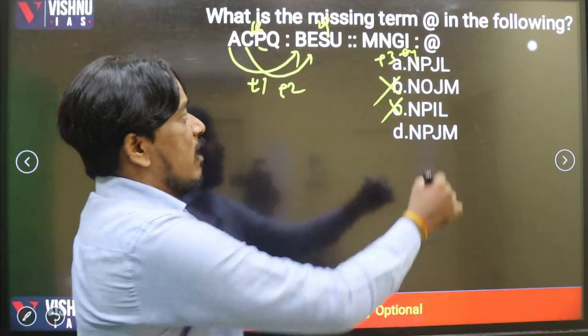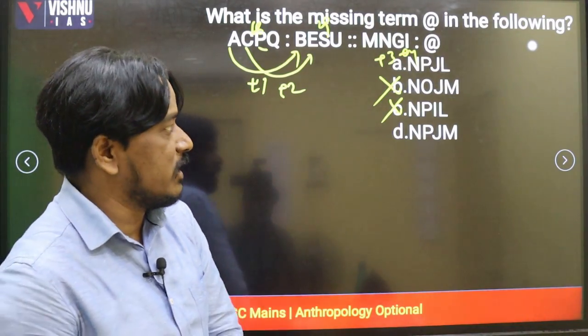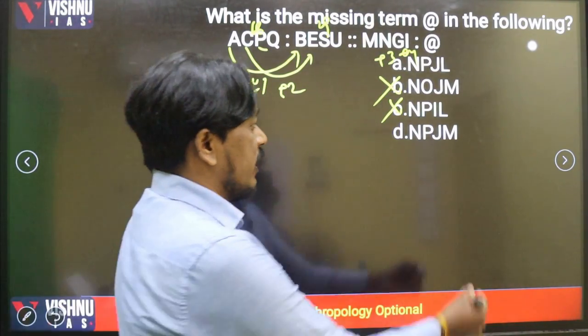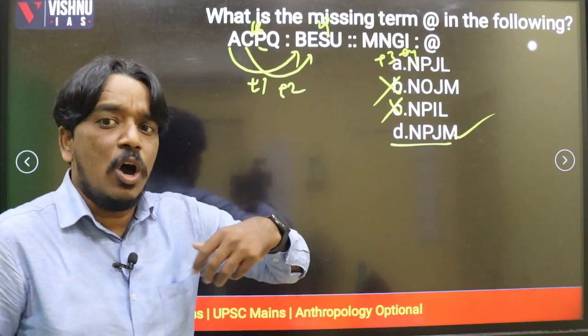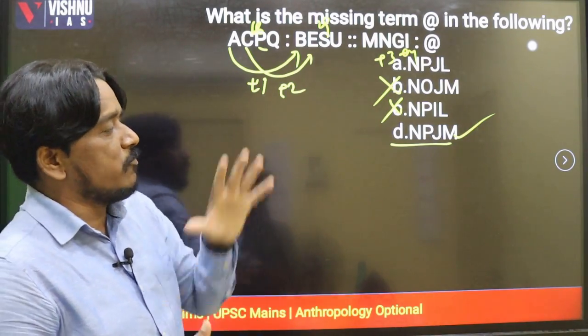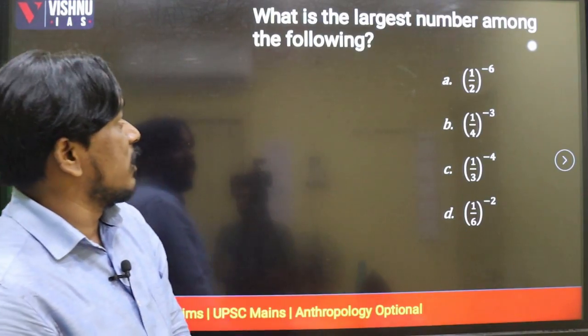Now in the last place we have I plus 4. I is 9, 9 plus 4 is 13, so the last place should be M. Directly according to logic, the answer we are getting is option D. All these logics, how to remember alphabets and how to answer these types of coding-decoding questions regularly, we will discuss in the coming classes.